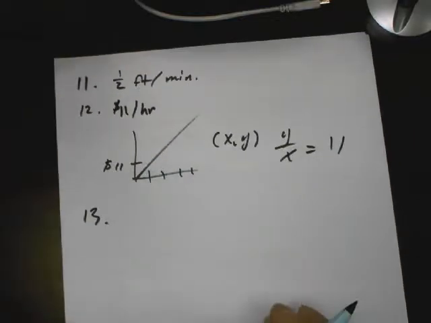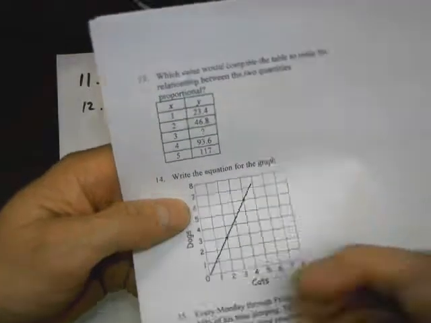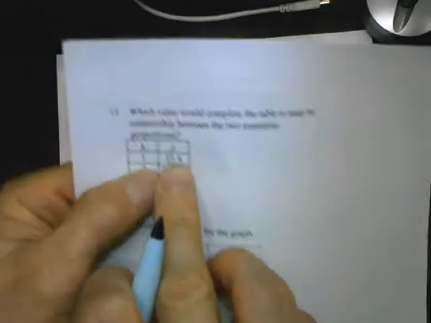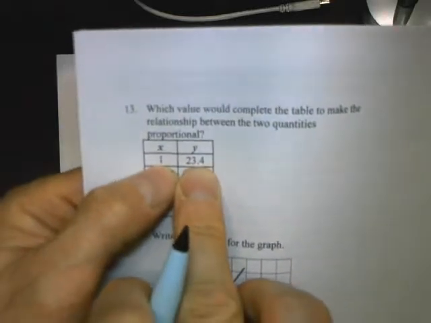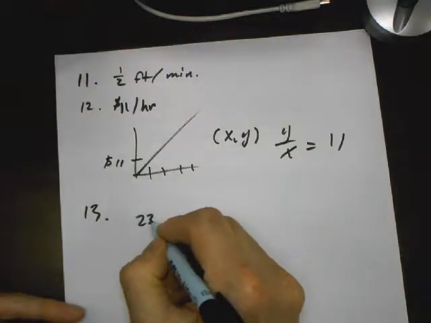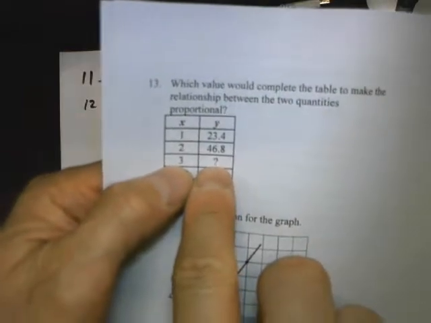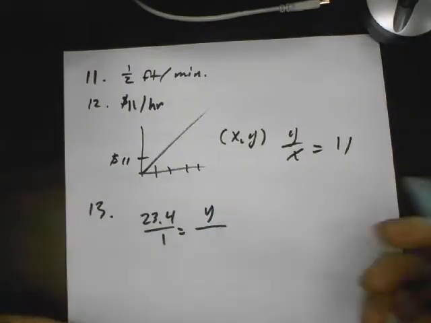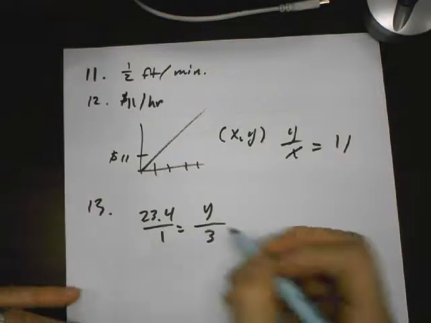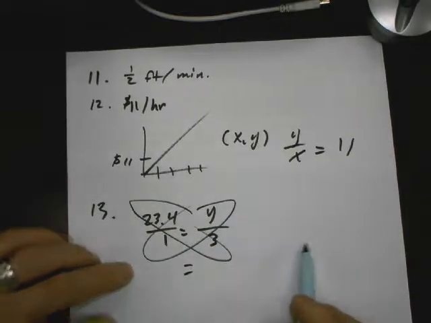Which value would complete the table to make the relationship proportional? So if these are all proportional, we need to know what goes right here with 3. I just write a proportion. So I'll pick any set of coordinates. I'll take 1, 23.4. So I'll put y over x, and then over here I have to remember to put y over x too. And y, we don't know what it is. It's a question mark, so I'll use a variable. The variable stands for a missing value, right? Over x, over 3. That's all I did. And it wouldn't matter which points I picked, okay? I'm just solving this proportion.